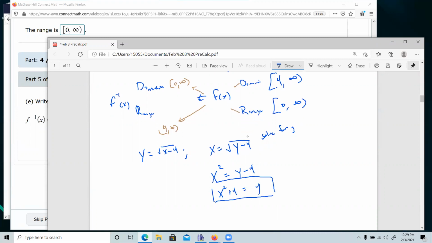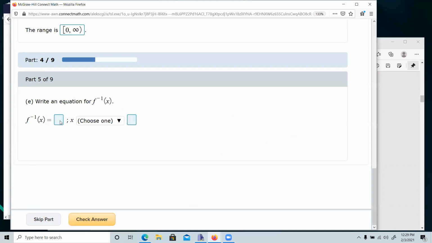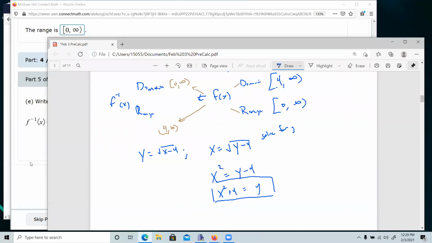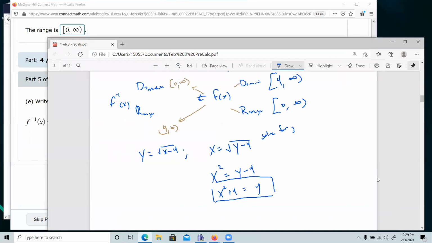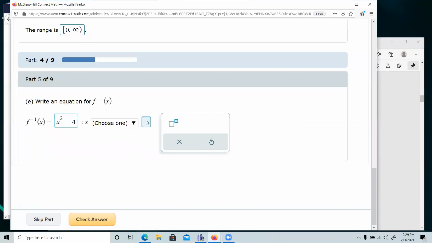But we know what this graph looks like, right? This is a parabola with a vertical shift of 4. We're good. Let's double check to make sure we're okay with that. We sure are. Now they want to know, is x greater than 0 or not? It looks like the domain of my inverse here is 0 to infinity. So x is greater than or equal to 0.